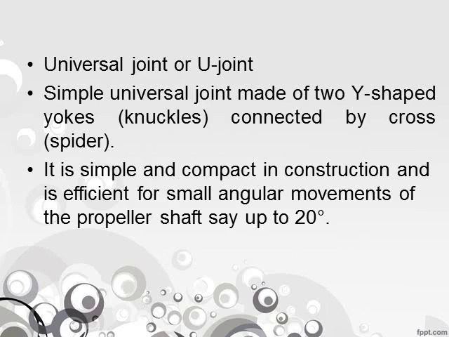As I told, the two Y-shaped yokes are present. The yoke is also called a knuckle and is connected with the spider or the cross. It is a simple, compact component and efficient for small angular movement of the propeller shaft, say up to 20 degrees.